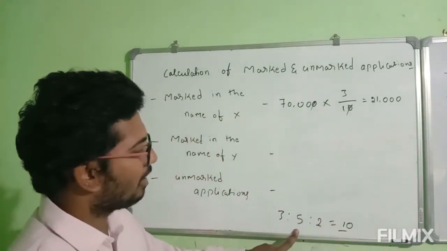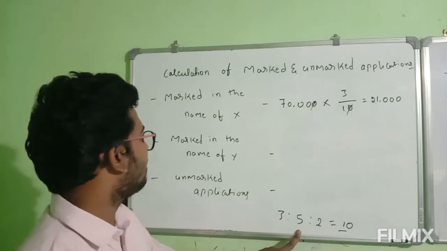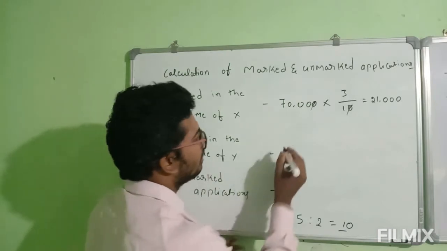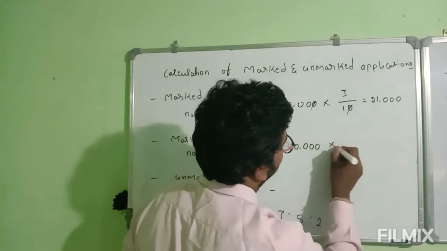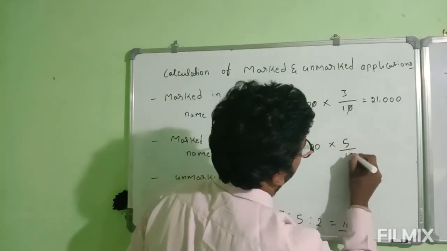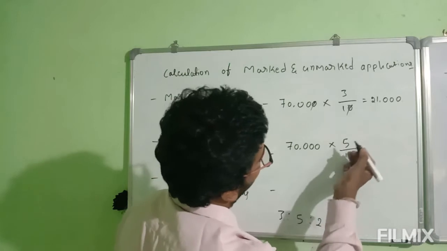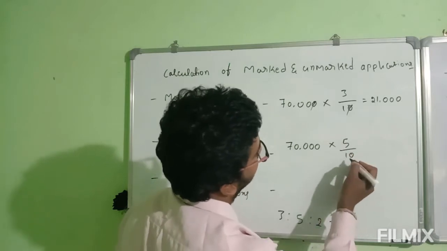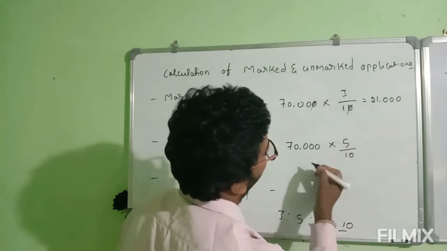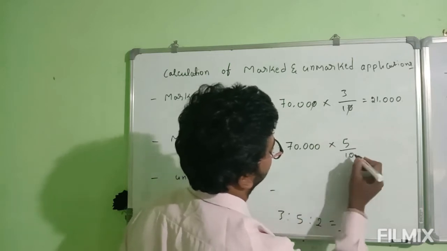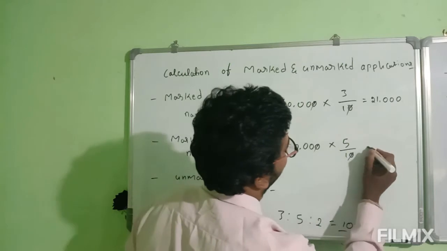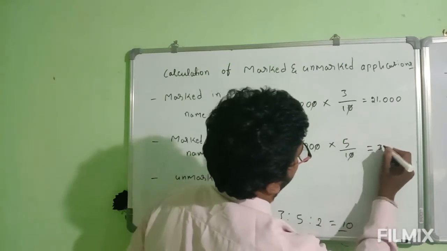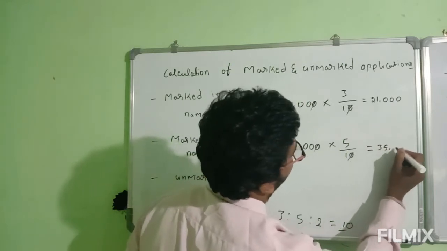Similarly, you should allocate shares subscribed to Y also. Marked in the name of Y: how much? 70,000 into 5 by 10. 5 by 10 can be simplified: 5 ones are 5, 5 twos are 10, so it becomes 1 by 2, half. Or else you can simplify like this: cancel the zeros, 7,000 into 5, 7 fives are 35. So 35,000.